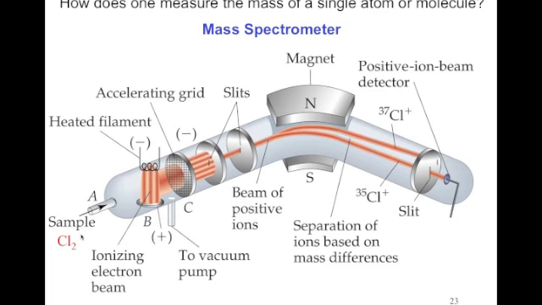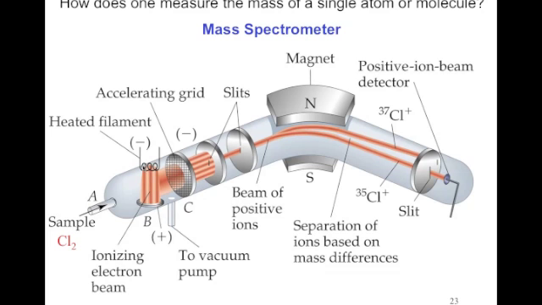If we have, in this case, a sample of molecular chlorine, chlorine is a gas consisting of chlorine molecules. Each molecule consists of 2 chlorine atoms that are stuck together. So we take our chlorine gas, we inject it into the mass spectrometer, and the first thing that it hits is a path between a heated filament and a positively charged electrode. So we heat up this filament and give it a negative voltage, and on the other side, on this grid, we give it a positive voltage.